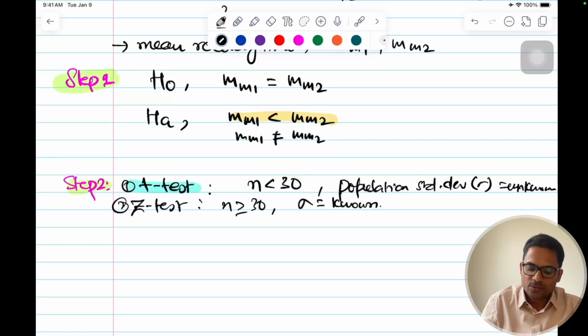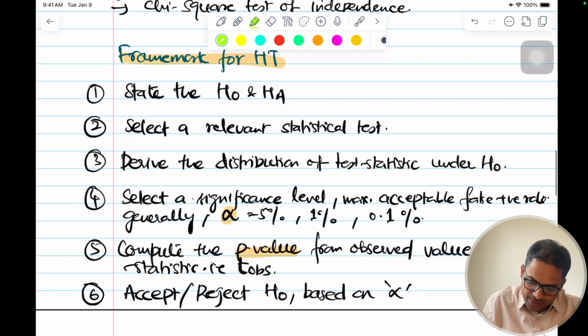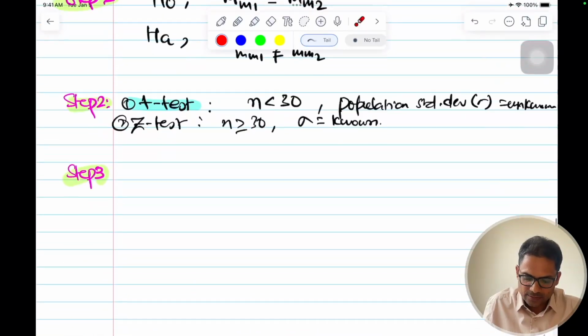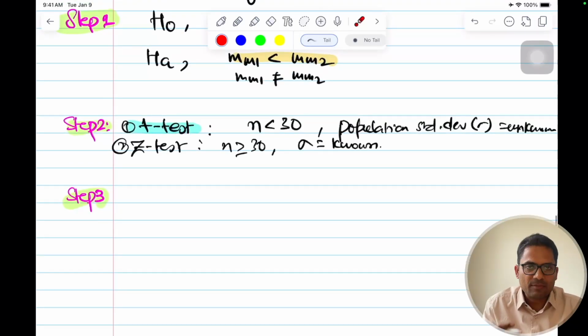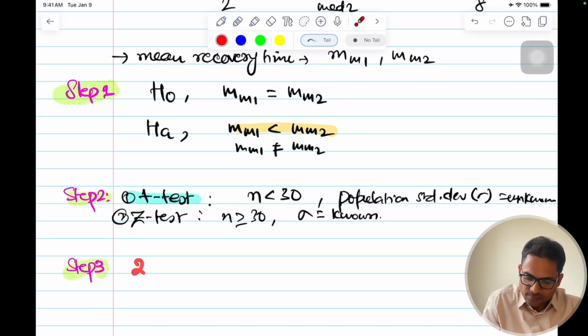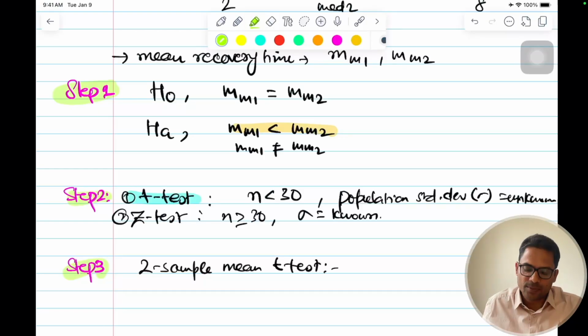Okay, so what is step 3? Let's see. Derive a distribution of the test statistic under the null hypothesis. So first of all, I should know what the test statistic is. All these tests have a test statistic. So let's see what the test statistic is there. For the t-test, here we are comparing two means, right? So it is a two-sample mean t-test. That's what we are doing. We are comparing two samples, the mean of one with another mean.